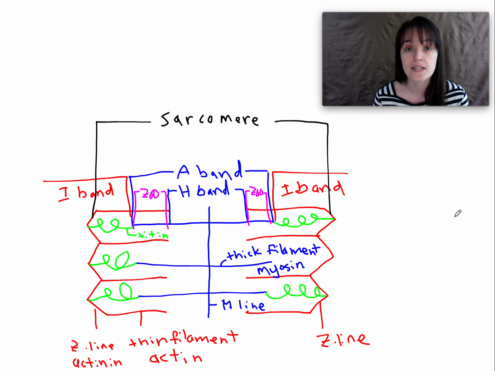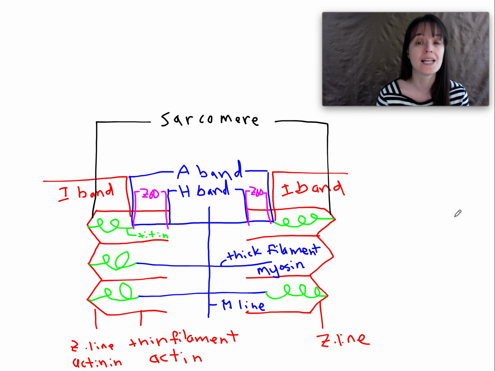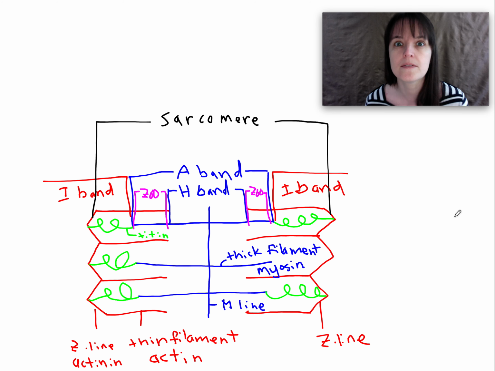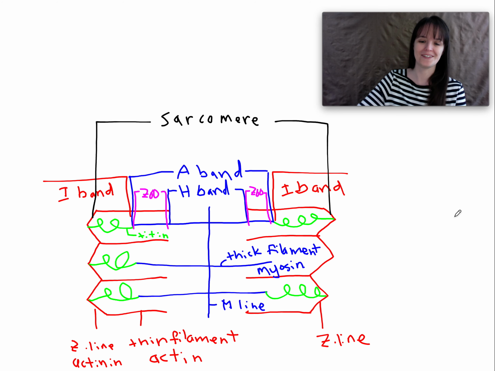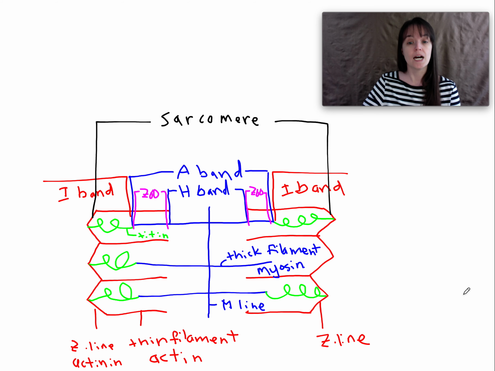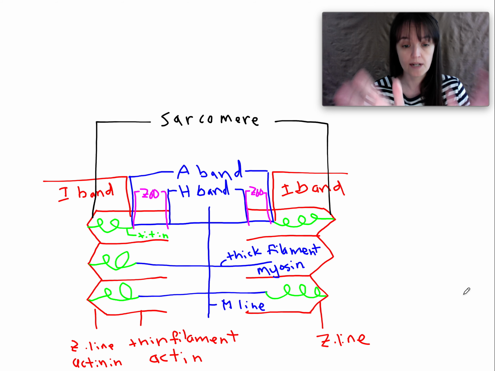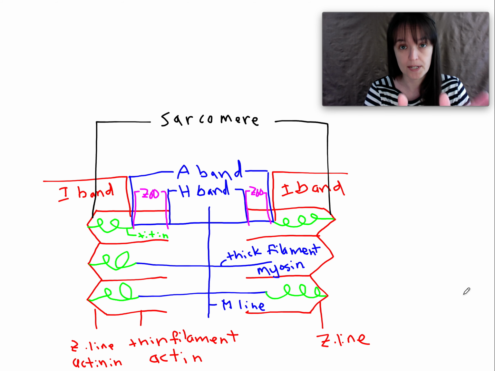What is the central core of the thick filaments that extends to attach to the Z line that keeps the sarcomere lined up? The titin. You got it. Did I ask what are thick filaments made of? What are thick filaments made of? Myosin. You got it.